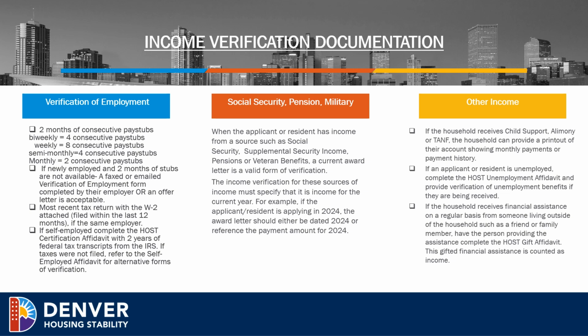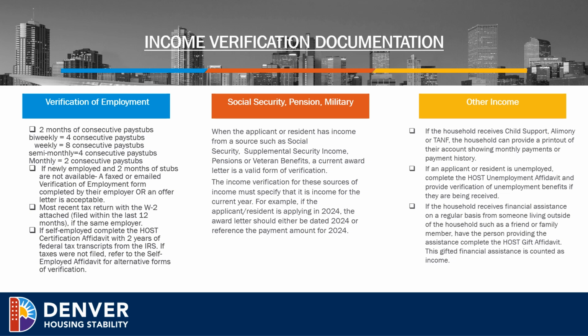When the applicant or resident has income from a source, such as Social Security, supplemental security income, pensions, or veteran benefits, a current award letter is a valid form of verification. The income verification for these sources of income must specify that it is income for the current year.